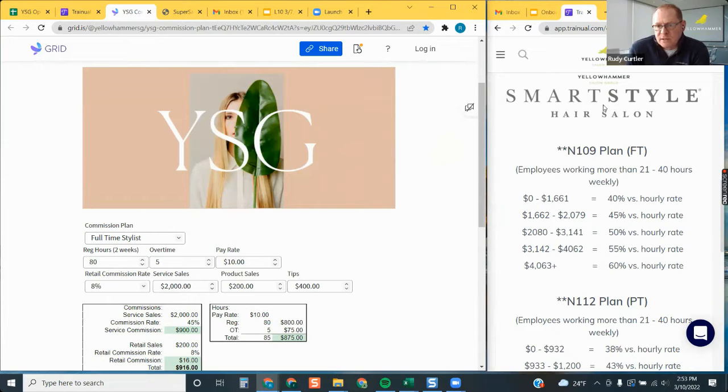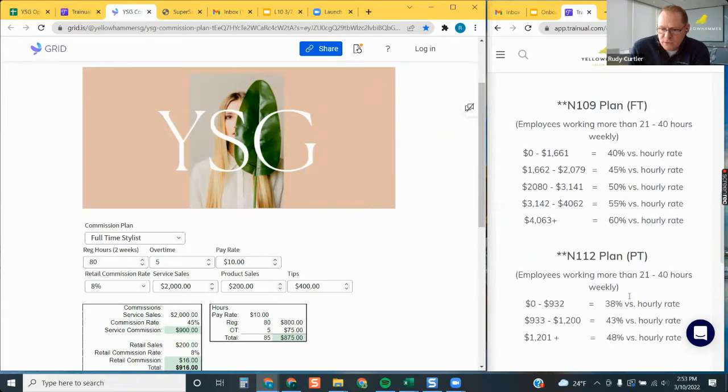And what I've got on my screen right now is the two pay plan grids, over here to the right side, which is the N109 plan for full timers, then the N112 plan. And scroll down just a little bit so you can see it completely. I've got this here just for a reference point because I want to show you that you don't need to memorize these breaking points anymore, like the differences from moving from 40% to 45%. You don't need to memorize that because it's built into this calculator. So I want to show you what this looks like.